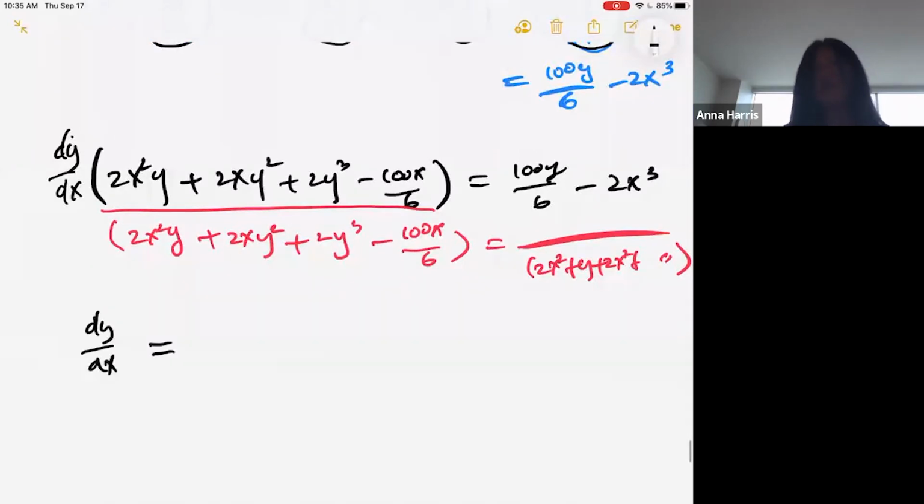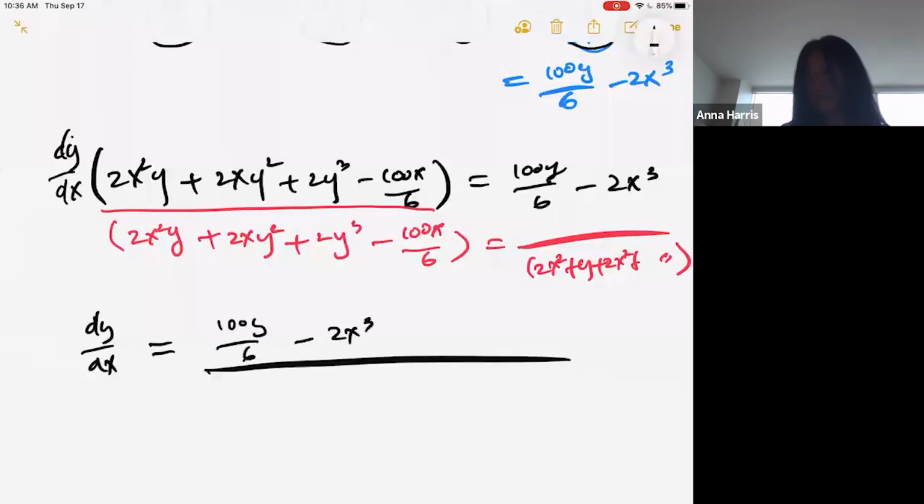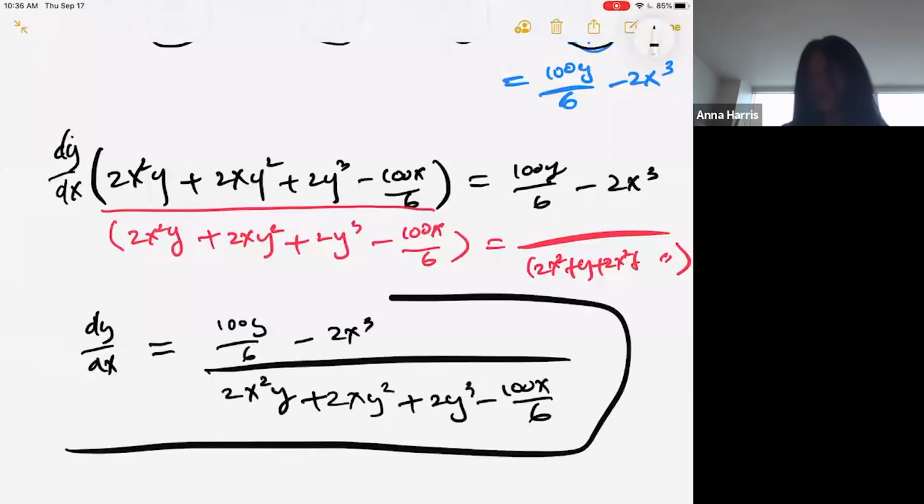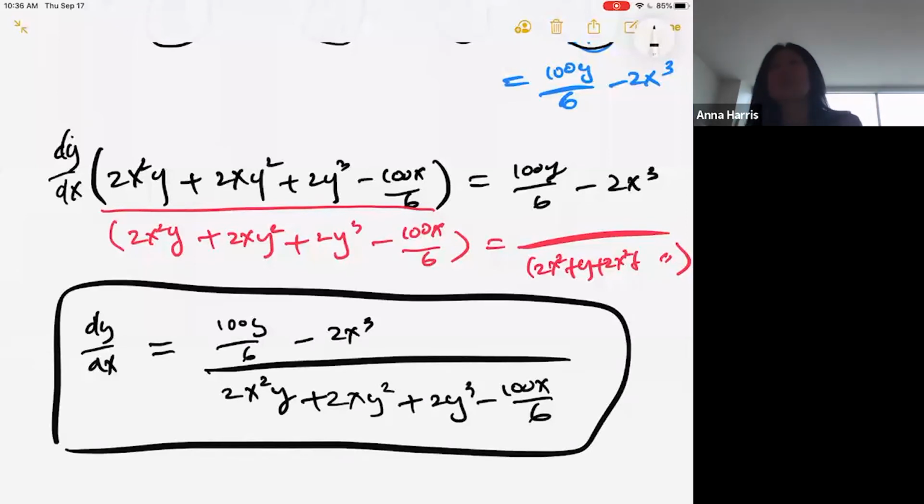On your exam, I try not to give you this kind of complicated problem because I don't want you to spend all your time doing this. So that's your answer. That's your implicit derivative. This is not, by the way, completely simplified. If it's completely simplified, then I need to, what is 100 divided by 6? Whatever that number is, you can rewrite it as some number. But this is good.